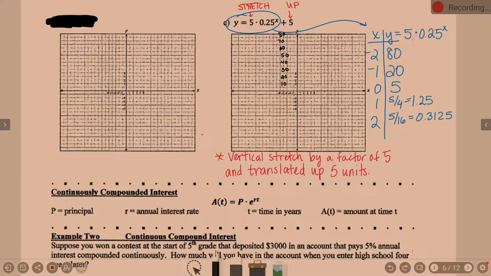We can scale graphs, guys. That's okay. You just have to label how you're scaling your graph.